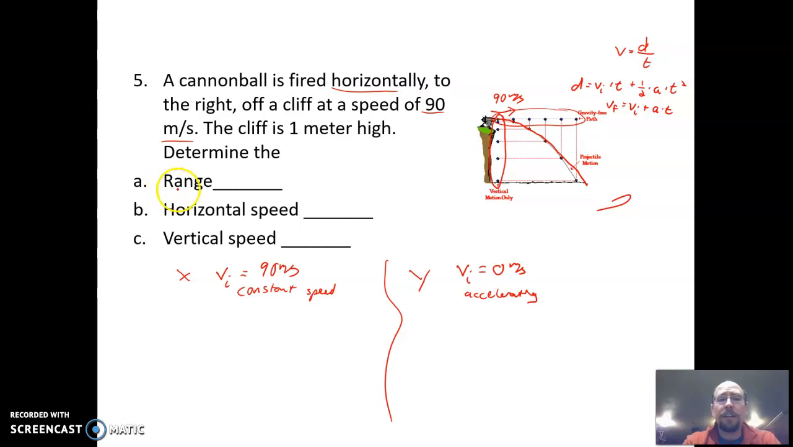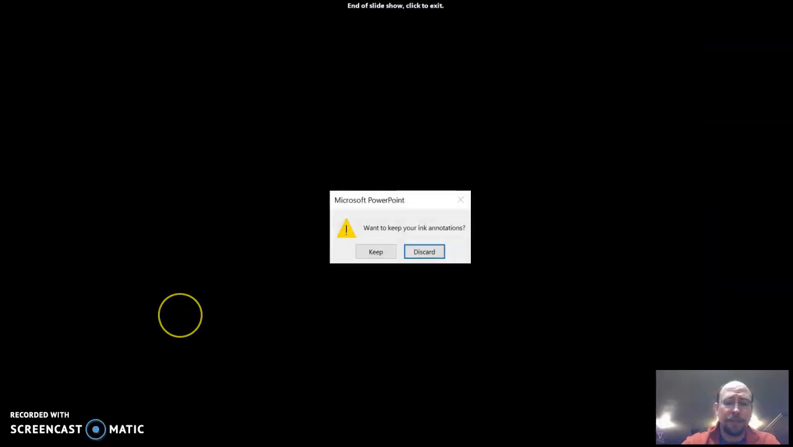So we're going to start off by solving out for the range. Range is a horizontal distance, which means that you solve it on the horizontal side, the x side. And because this is moving at constant speed, it's not accelerating. You have to use an equation that has no acceleration in it.